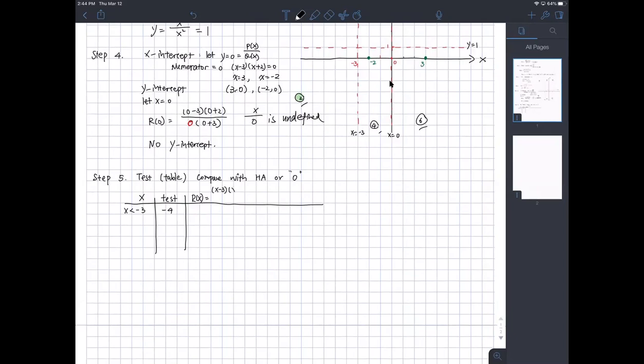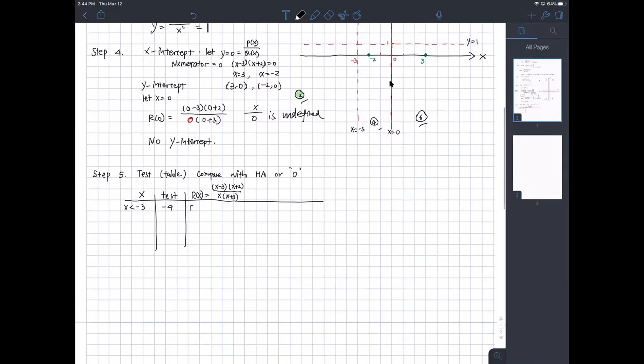I will use the factored form because it's a little easier to calculate. So it'll be (x minus 3) times (x plus 2) over x times (x plus 3), right? So r of negative 4 equals (negative 4 minus 3) times (negative 4 plus 2) over negative 4 times (negative 4 plus 3). Which means I will have negative 7 times negative 2 over negative 4 times negative 1. So in this case, I'll get 14 over 4, which is 7/2.